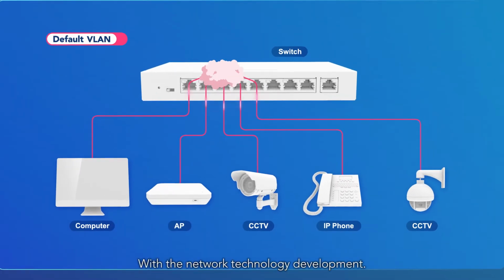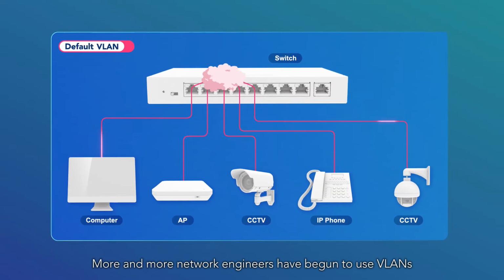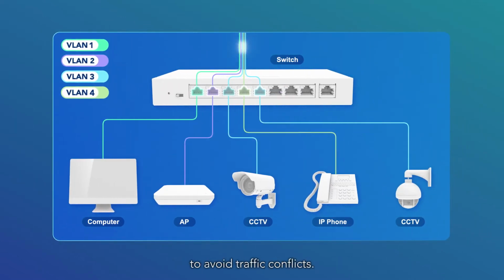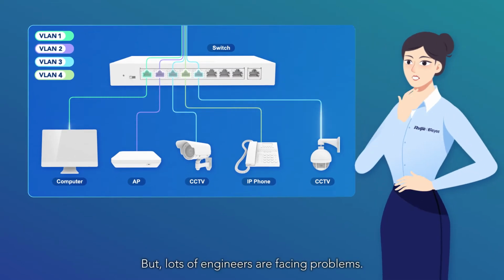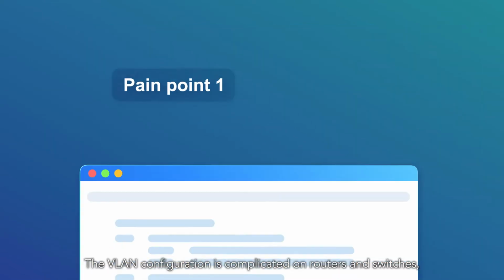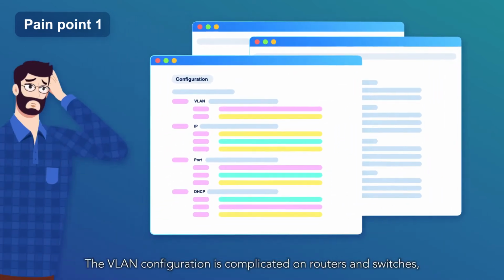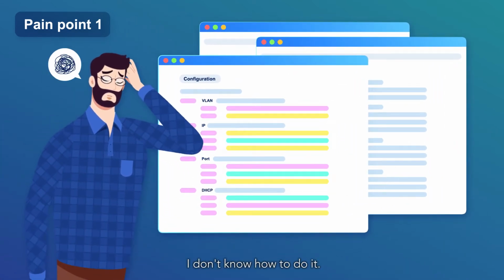With the network technology development, more and more network engineers have begun to use VLANs to avoid traffic conflicts. But lots of engineers are facing problems. The VLAN configuration is complicated on routers and switches. I don't know how to do it.